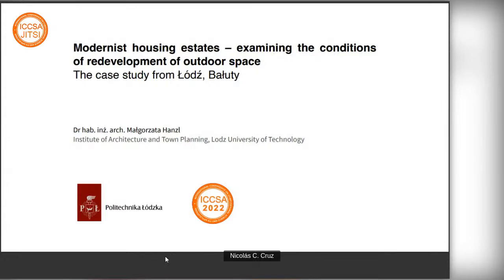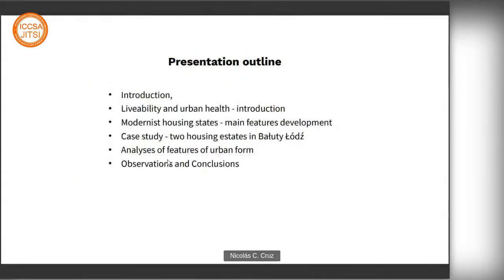In this presentation, I'd like to present the assumptions of the study which we are slowly starting at our university, which refers to the quite pertinent problem of modernist housing estates, which in Poland accommodate a lot of people, and they need to be dealt with in order to adjust to contemporary living conditions. Therefore, I also give a brief introduction to what livability and urban health mean, which is very broad, and I could talk for hours, but I'm not going to do that. Then I look at modernist housing estates, since there is quite an obvious overlap between the two perspectives, but it occurs that there are also some differences.